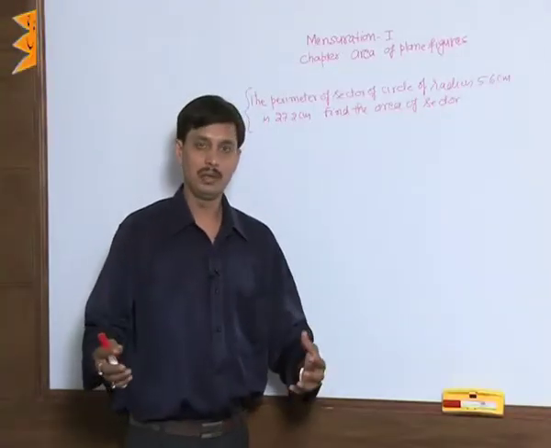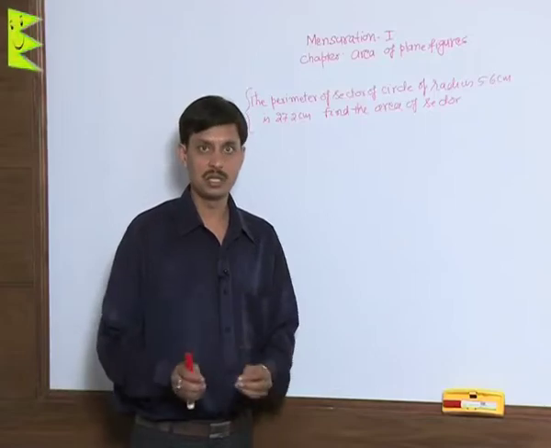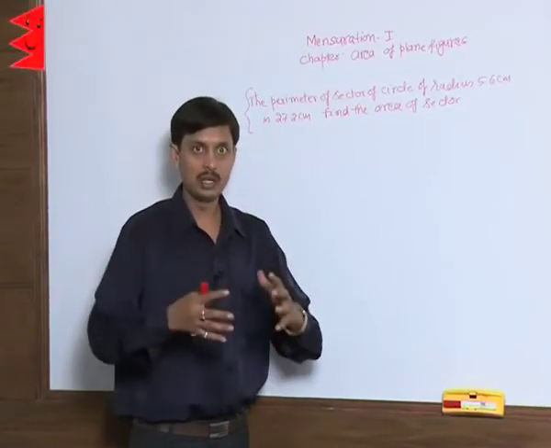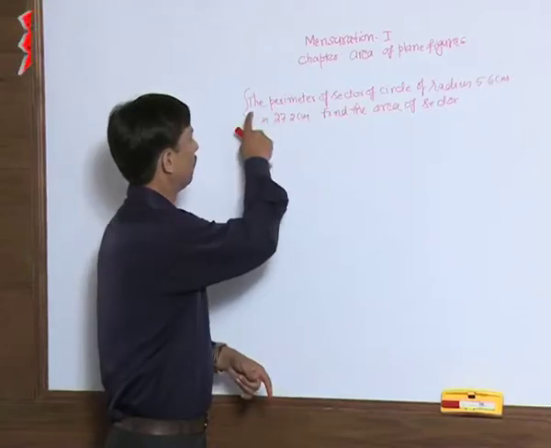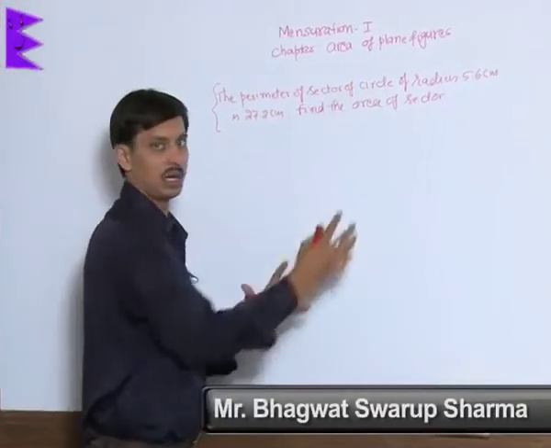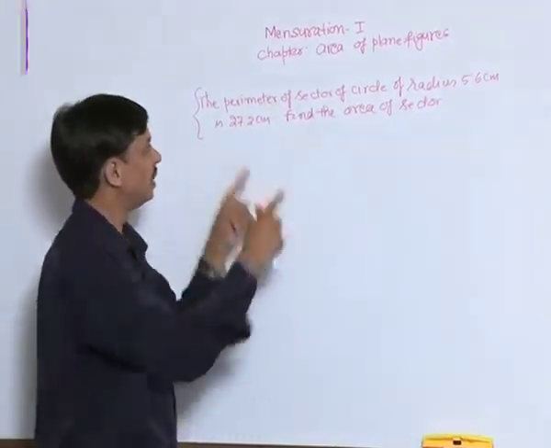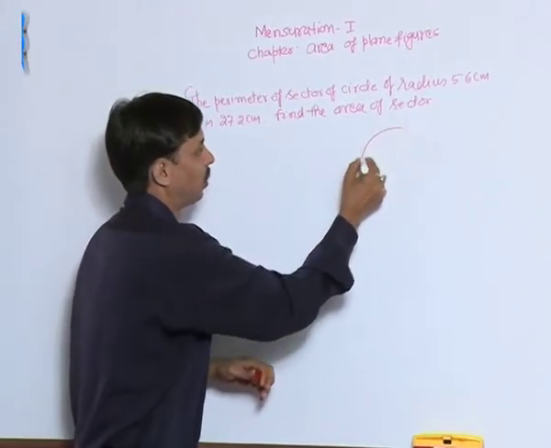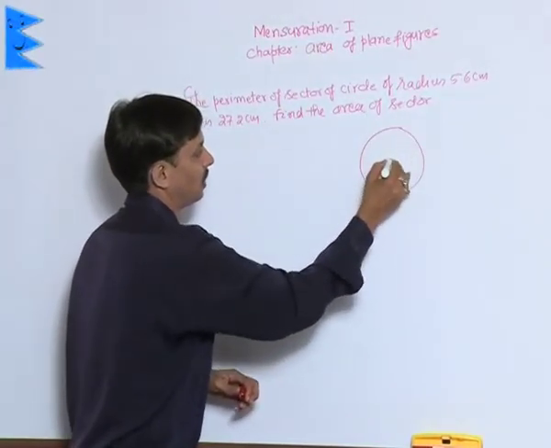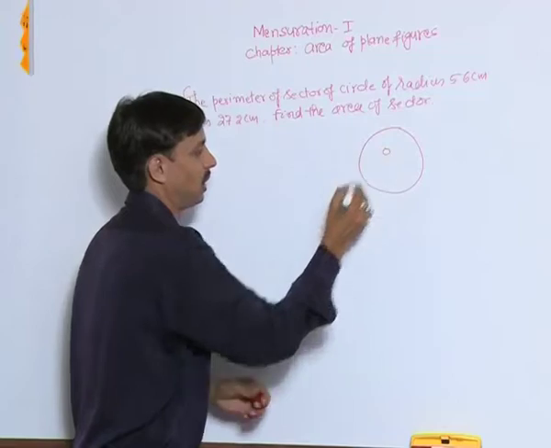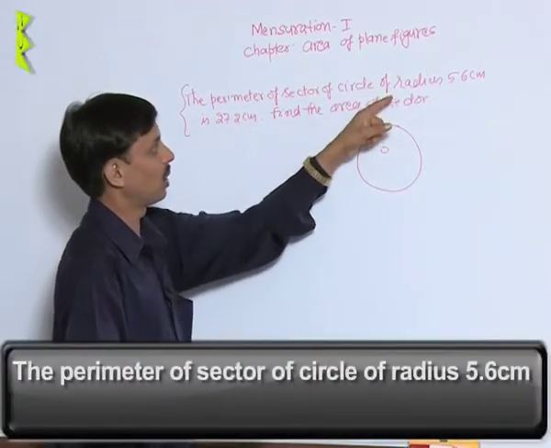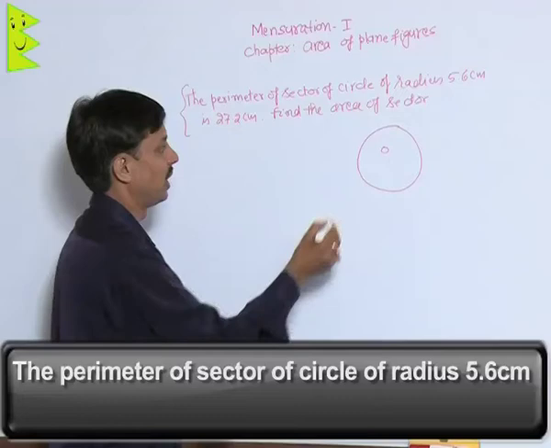Now an example based on the perimeter of a sector. How can it be possible? If a circle is there, there may be a sector. So first of all, I am going to plot the figure of the circle, and if a circle is there, the center has to be there. The perimeter of the sector of a circle of radius 5.6 centimeter.